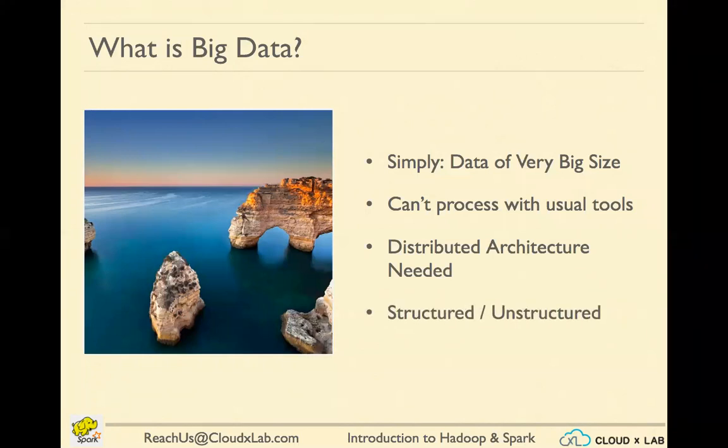The data could be structured or unstructured, but if you require many computers to process it, then we call such data big data. Big data tools are basically tools that can run in parallel on multiple computers to solve a problem. All right? So that's the most important part.